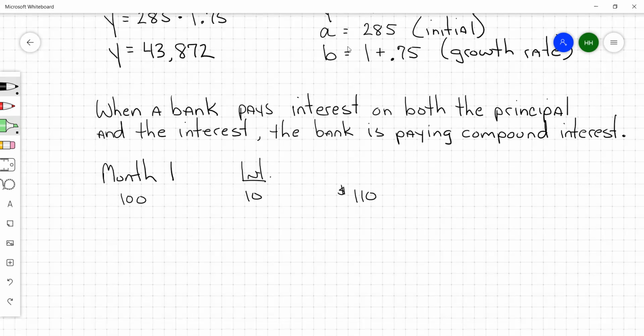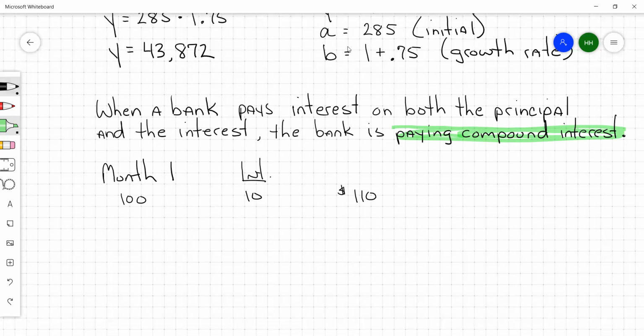Well, what they do the next month is they pay you interest on your $110. Maybe the next month you get $11. And then you add the 11 to the 110, so you've got 121. The next month they pay you interest on 121. When they do that, they are paying compound interest. That's different than just old simple interest.